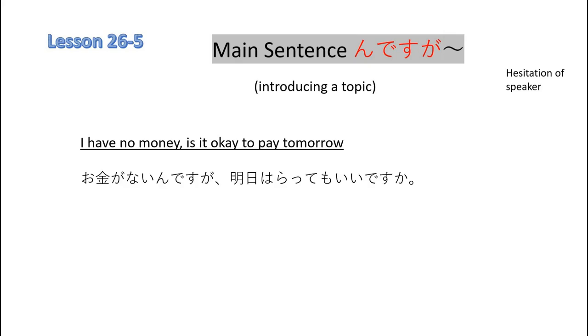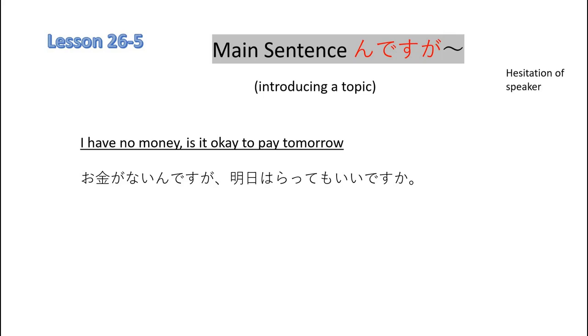"Okane ga nai desu ga, ashita haratte mo ii desu ka?" So here the speaker is giving a reason for paying tomorrow, but he is also introducing a new topic. No one asked him to say, but he is saying that I don't have money, so can I pay tomorrow? So in this we will use the particle ga.